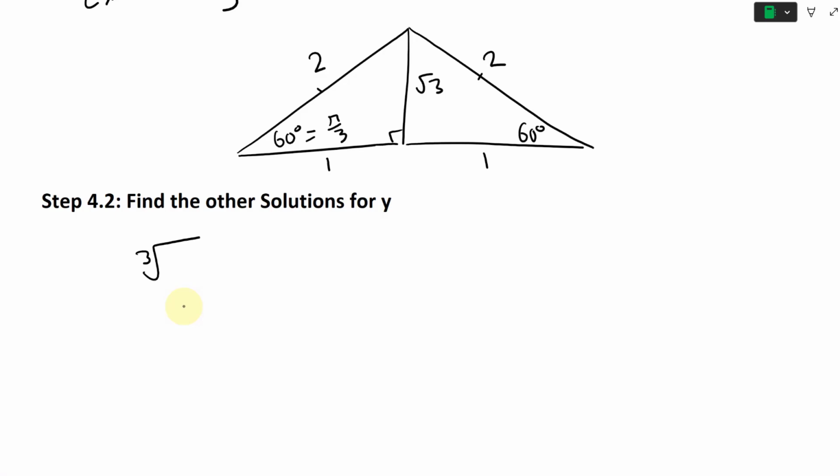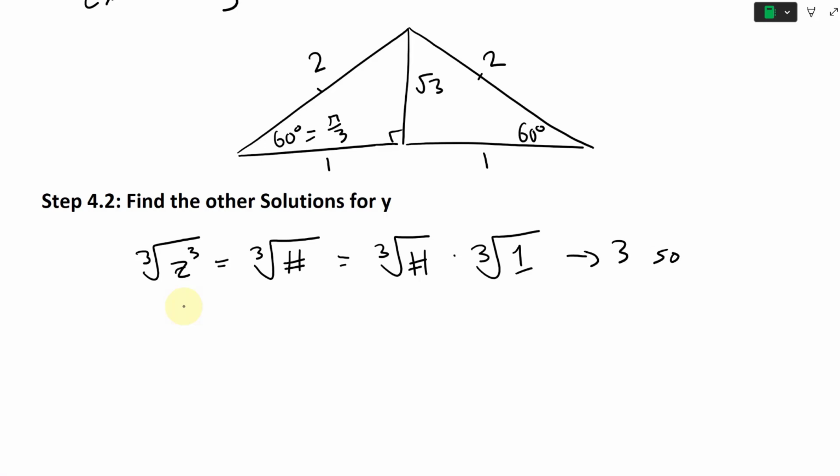So we had the cube root of our z cubed, and this was the cube root of a big number. This equals the cube root of a big number, and that's the same thing as writing the cube root of the big number times the cube root of unity, the cube root of 1 there. And in other words, this gives you the 3 solutions. So again, this is 3 solutions.